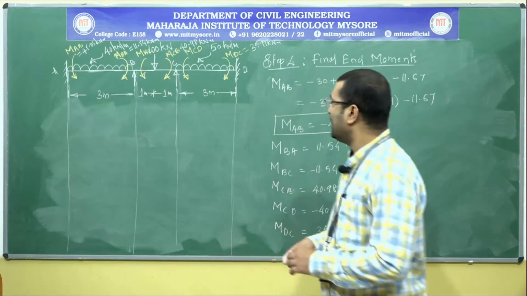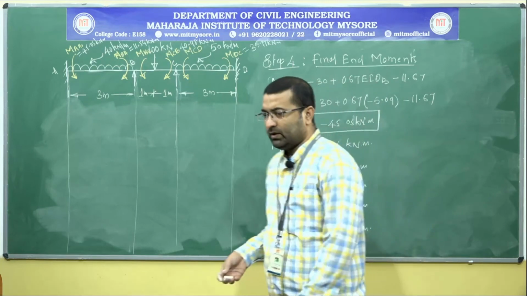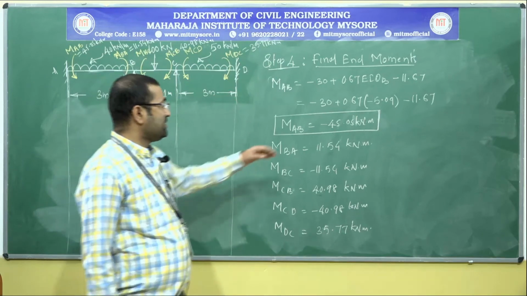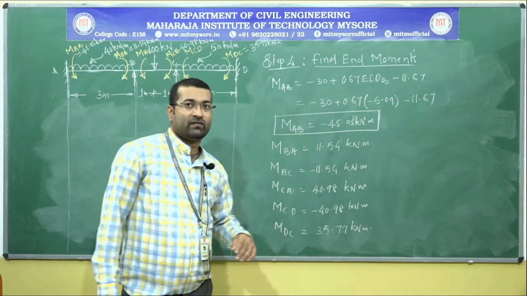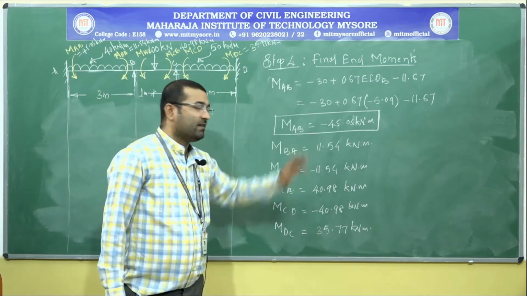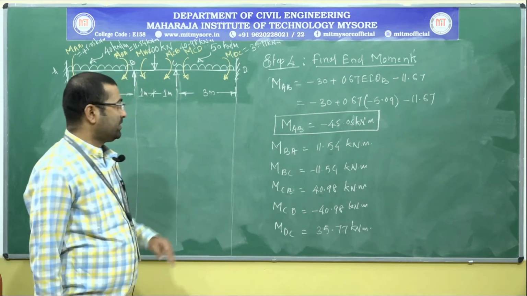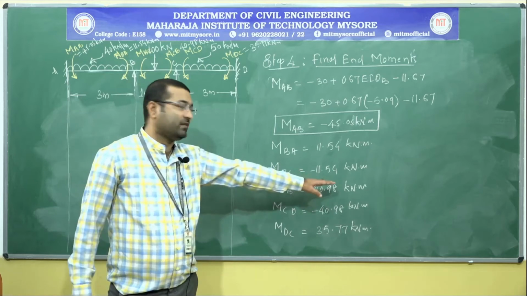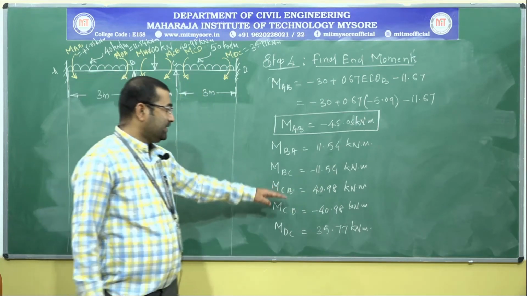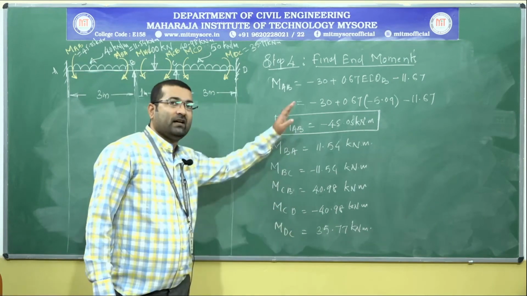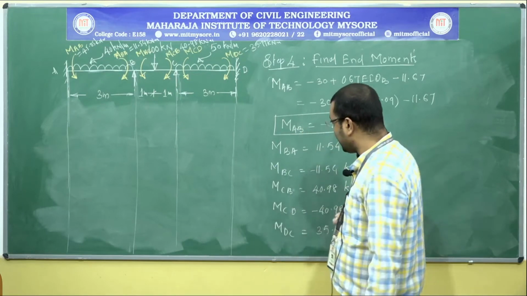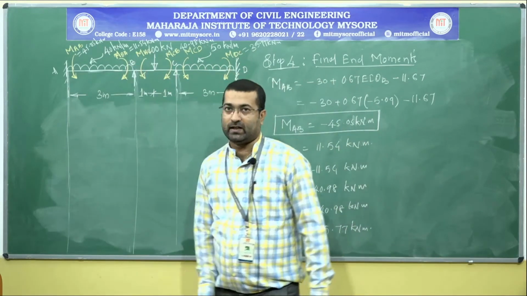Okay. Now, as per our calculations, we got the final end moments as MAB as minus 45.05 kilonewton meter, MBA as 11.54 kilonewton meter, and MBC as minus 11.54 kilonewton meter, MCB, MCD and MDC as these values. Okay. I have represented the same thing into the main diagram.